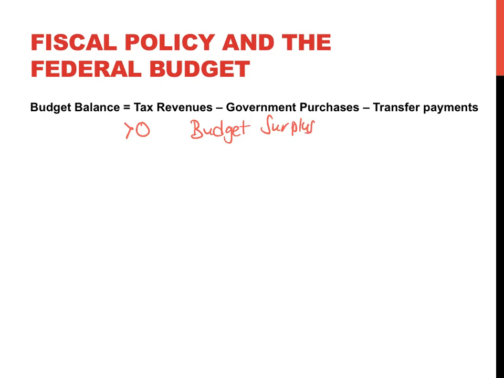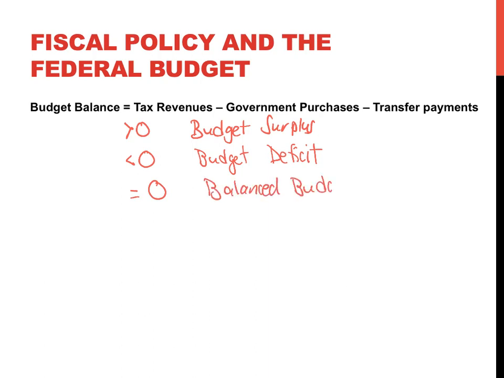If the government is spending more than it's bringing in, it's running a budget deficit. And if they're bringing in exactly as much as they're spending, we say that there's a balanced budget. And so when the government runs a deficit, they have to borrow money to pay for their excess purchases or transfer payments. And in order to borrow money, this is where the government issues those government securities, so like treasury bills for our federal government.